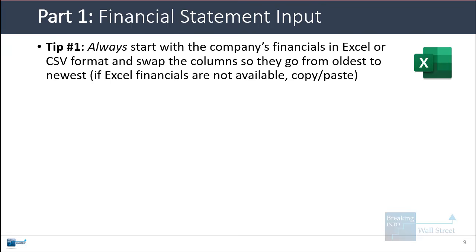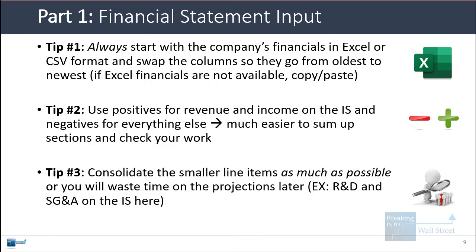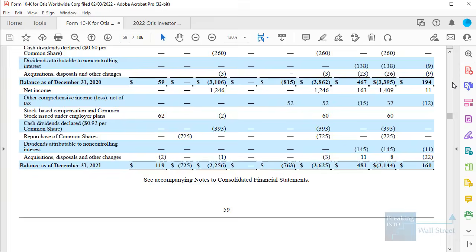A few tips for this part include the fact that you always want to start with the company's financials in Excel or CSV format, swap the columns around so they go from oldest to newest. Use positives for revenue and income on the income statement and negatives for everything else. It'll be much easier to sum up everything and check your work that way. You also want to consolidate the smaller line items as much as possible, or you're going to waste time on the projections later. So if a company has a couple different categories for operating expenses, but some of them are smaller as they are here, let's just bring this up and I'll go up a few pages.